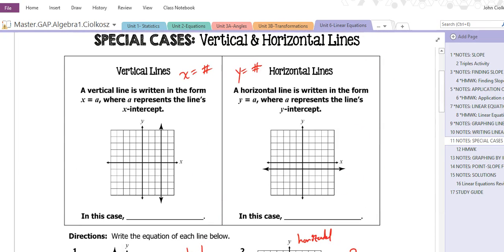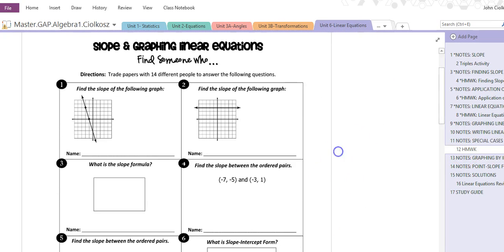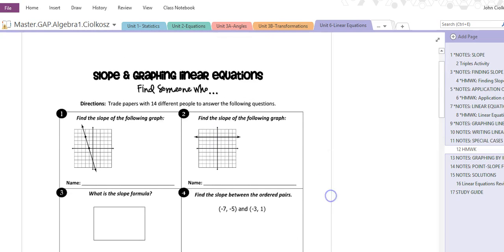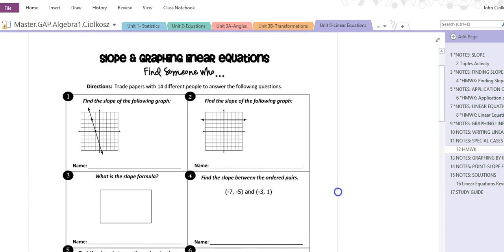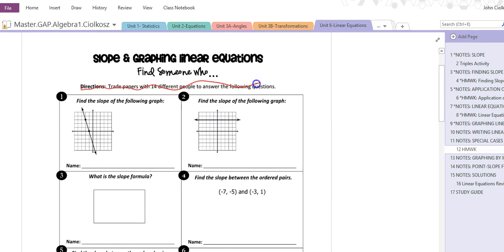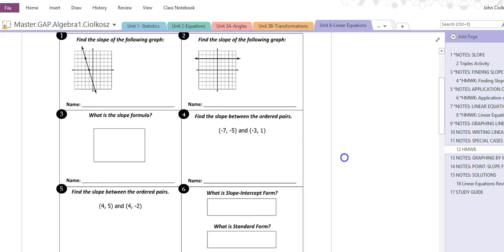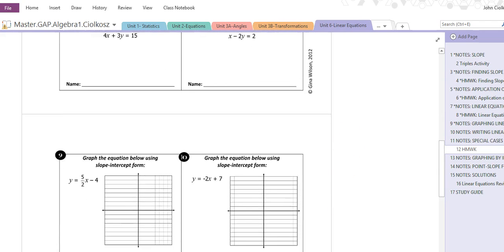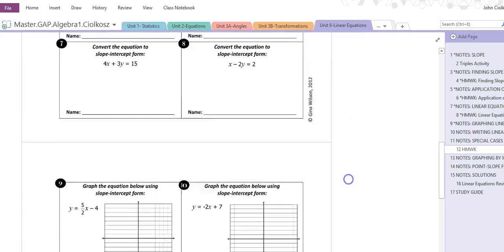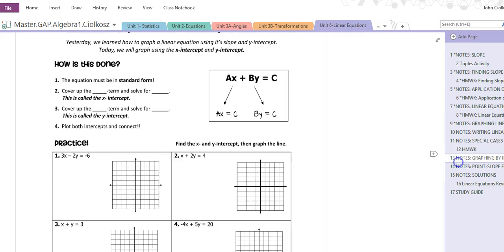Once you've completed that, you can move on to 12, which you'll complete for homework. Notice this is a bit of a review, so ignore the directions here. You are just completing this on your own. So, once you're done with this, you can move on to 13 for some more notes.